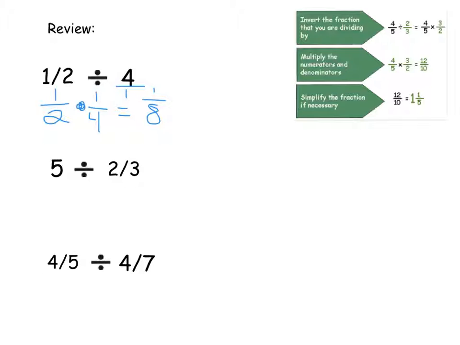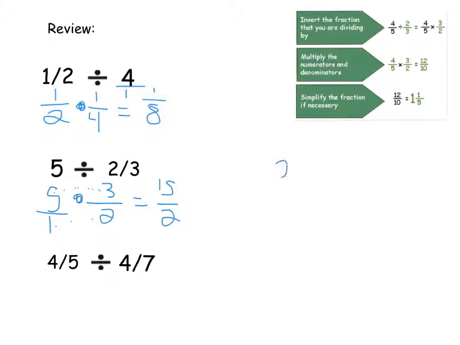Alright, 5. We keep our first number the same, change division to multiplication, and flip our second number, or take the reciprocal or multiplicative inverse. Since 5 is a whole number, we're going to make it into a fraction by putting it over 1, and then we're going to multiply straight across. 5 times 3 is 15. 1 times 2 is 2. So now we have an improper fraction because that numerator is more than the denominator.